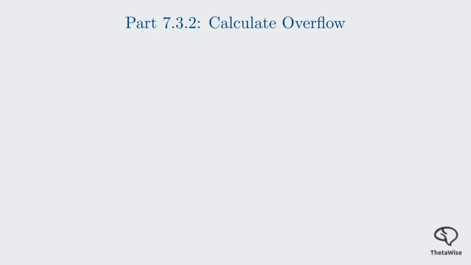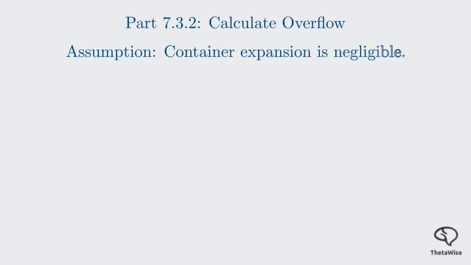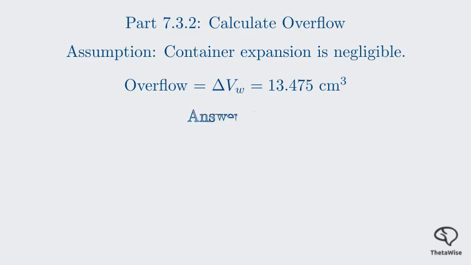The amount of water that overflows is the total expansion of the water minus the expansion of the container. However, in Engineering Science N4, we often assume the container's expansion is negligible unless explicitly stated otherwise. So we will make the common assumption that the overflow is equal to the volumetric expansion of the water. Therefore, the overflow is simply 13.475 cubic centimeters. The marking guideline confirms this assumption and result, which is worth 1 mark. So the overflow is 13.475 cubic centimeters.